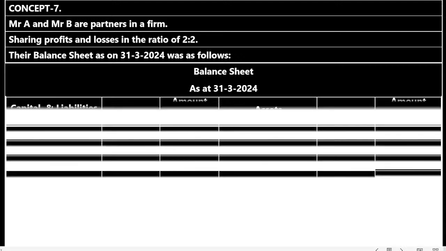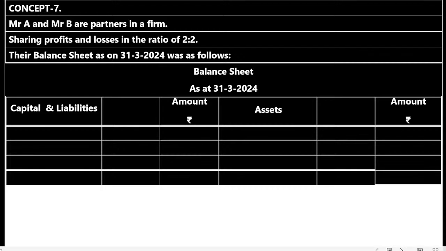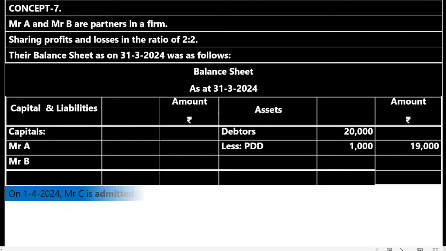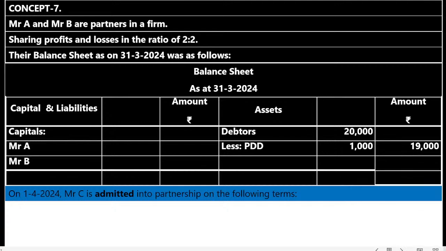Balance sheet as at 31st/3/2024. Capital and liabilities amount rupees. Assets amount rupees. Capital Mr. A, Mr. B. Debtors, asset side debtors 20,000 gross amount less PDD, old PDD 1,000. Net amount is 19,000. On 1/4/2024, Mr. C is admitted into partnership on the following terms.